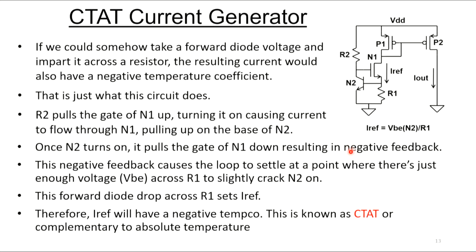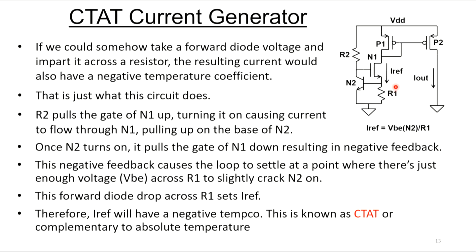So if we could somehow take that forward diode voltage and impart that voltage across a resistor, the resulting current would also have a negative temperature coefficient, just like the diode does. That's what the circuit on the right here does. You can see R2 here is pulling up on the gate of N1, turning it on. N1 turns on, we start pulling a little bit of current through here, and that turns bipolar device N2 on, which pulls down on the gate of N1.